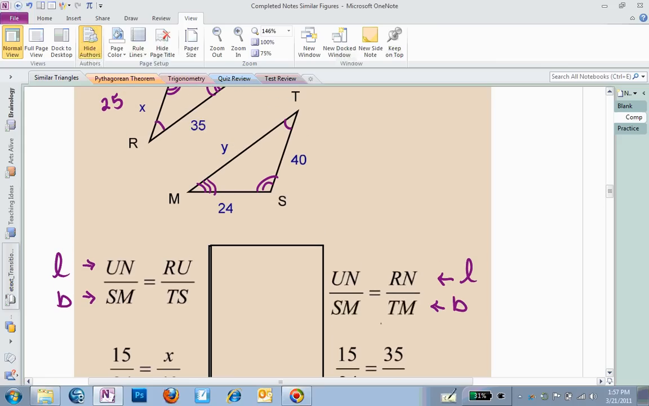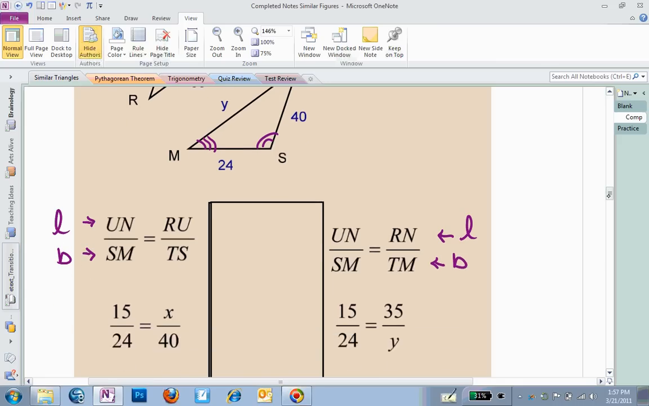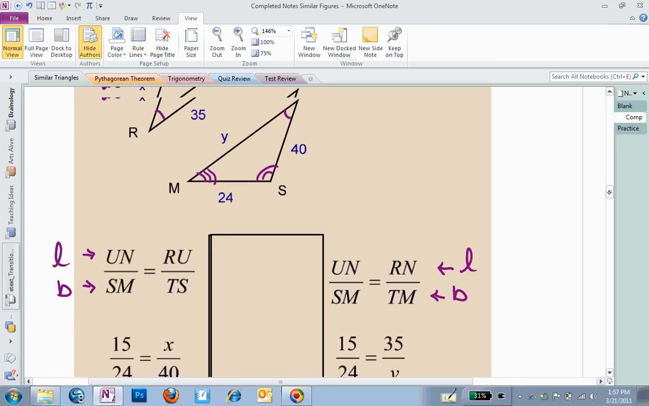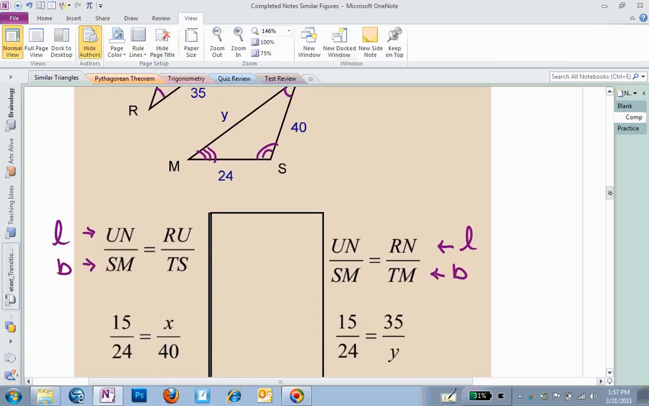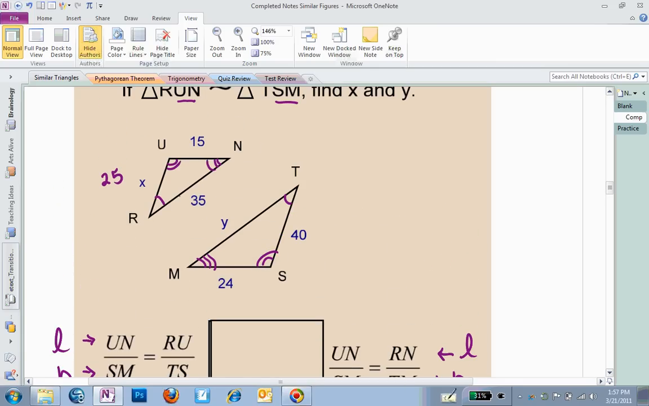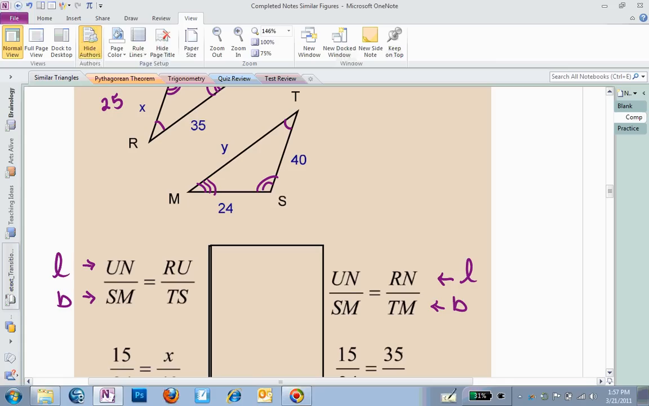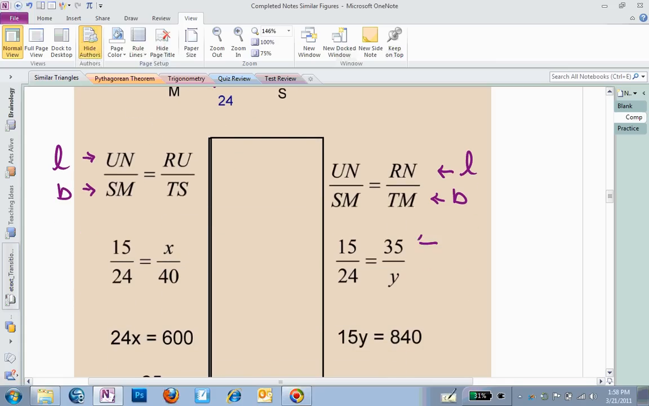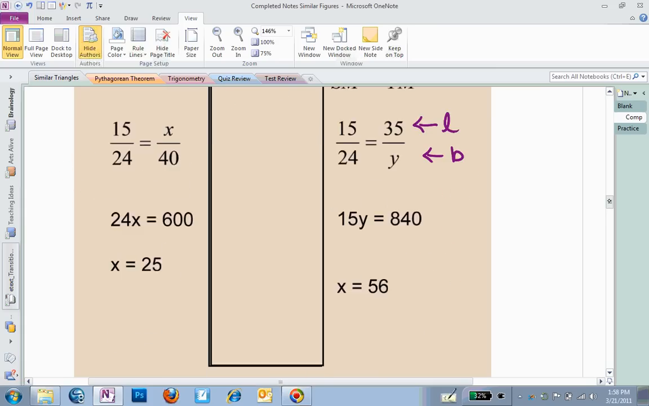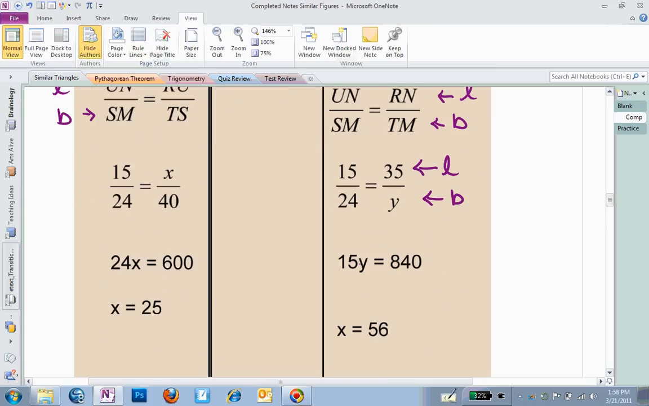So I'm going to go back to this ratio, UN over SM equals RN over TM, and replace all of these sides with their lengths. So UN is 15, SM is 24. And then RN is 35. So we write in 35. And TM is Y. So again, keep in mind we have our little triangle on the top, big triangle on the bottom. You can do it the other way around. You can have the big on the top and the little on the bottom. It really doesn't matter. Now I'm going to cross multiply. 15 times Y is 15Y. 24 times 35 is 840.